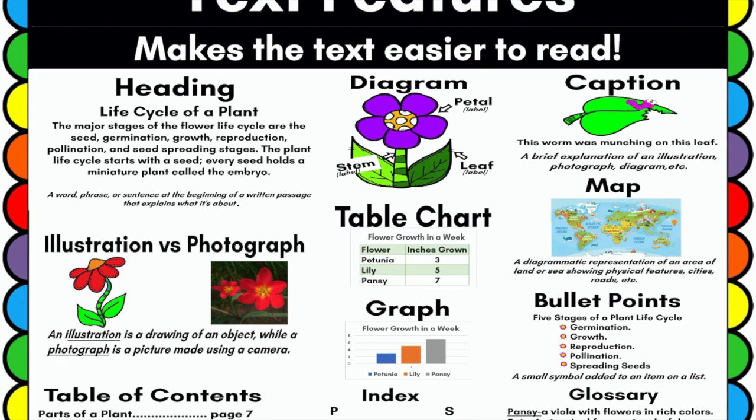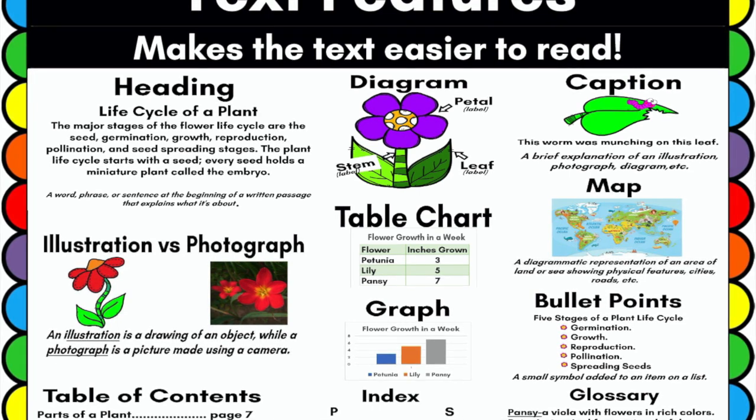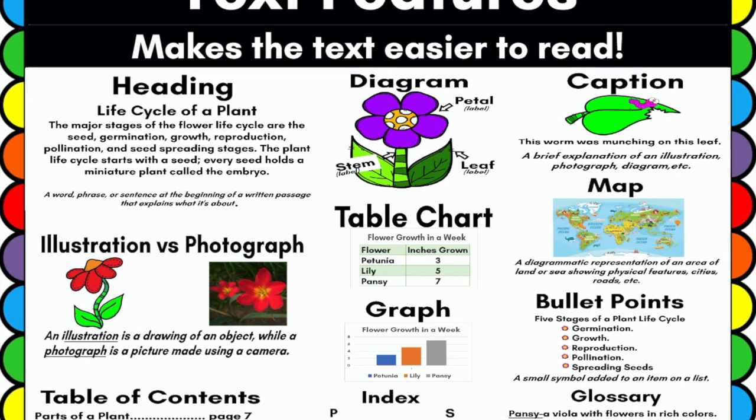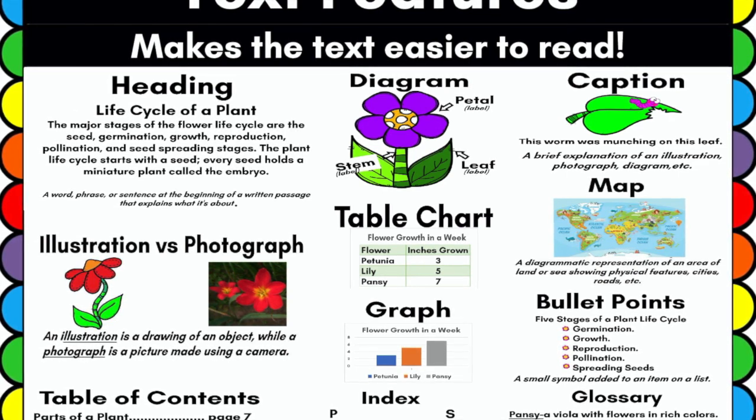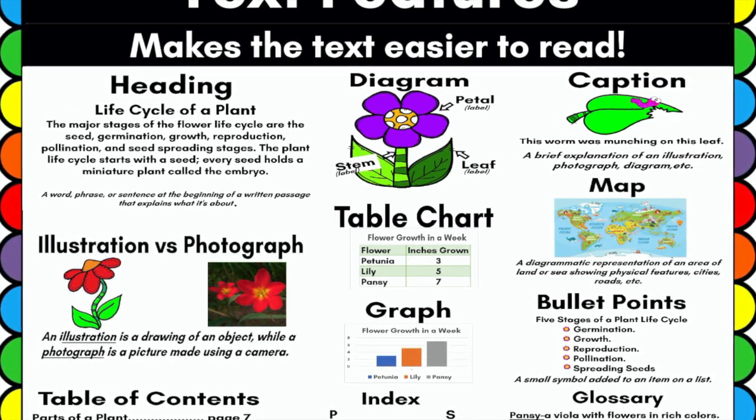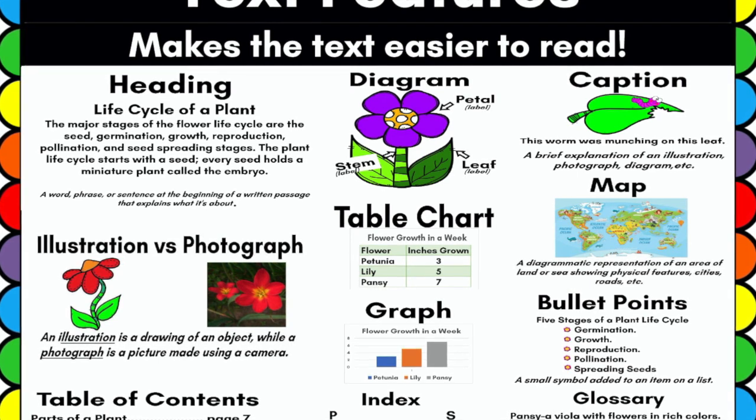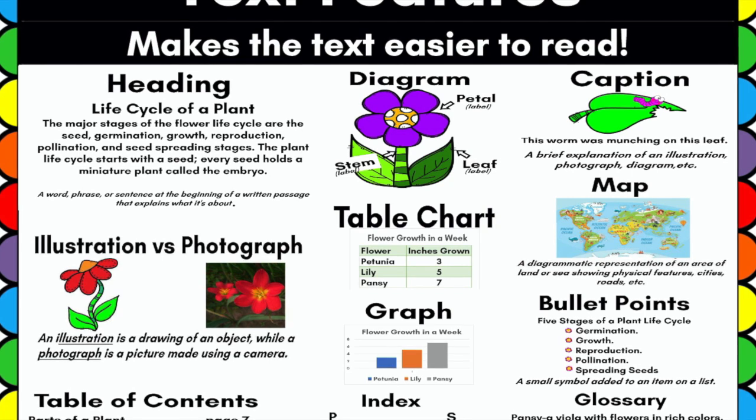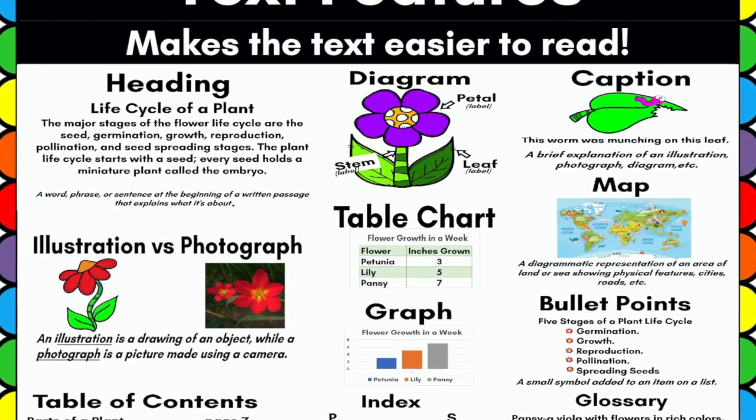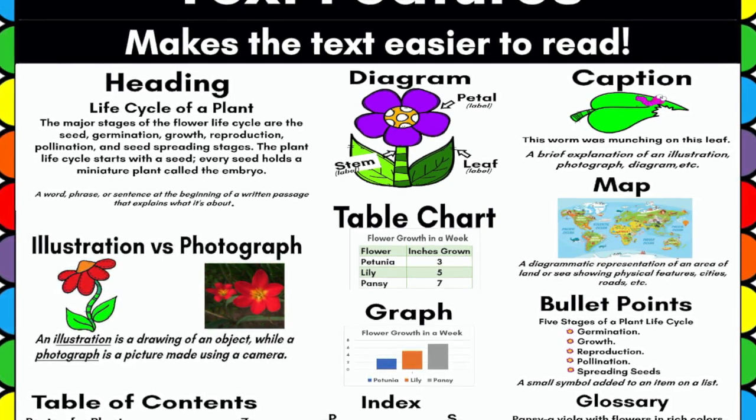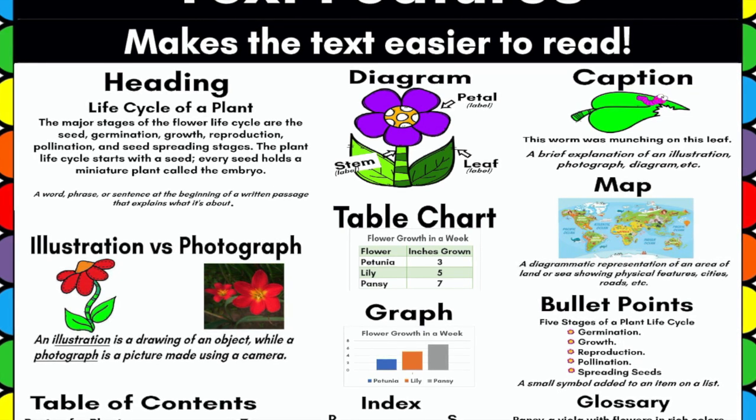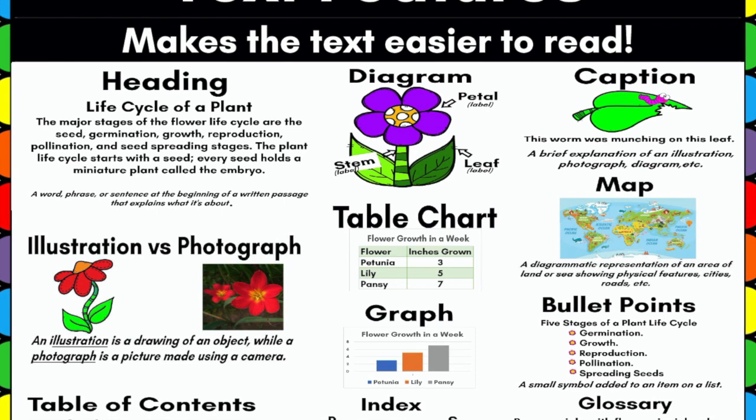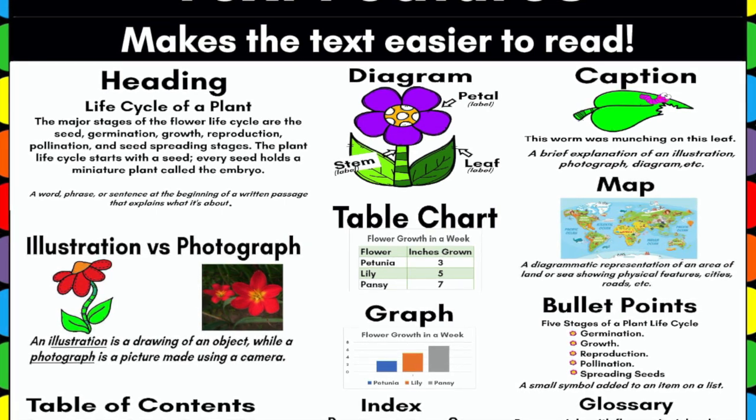Illustration versus photograph. An illustration is a drawing of an object, while a photograph is a picture made using a camera. Table of contents tells you a list of titles in a book. A diagram shows you the names of the parts of whatever they're showing you. Like for example, in this flower, it's showing you the petal, the leaf, and the stem. Right? A diagram shows you those parts, and the labels show you what each part is called.